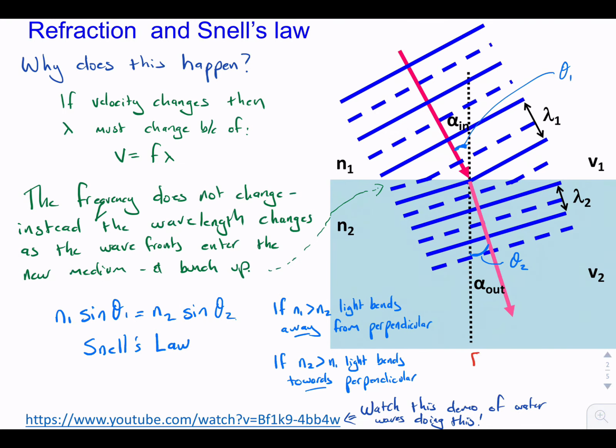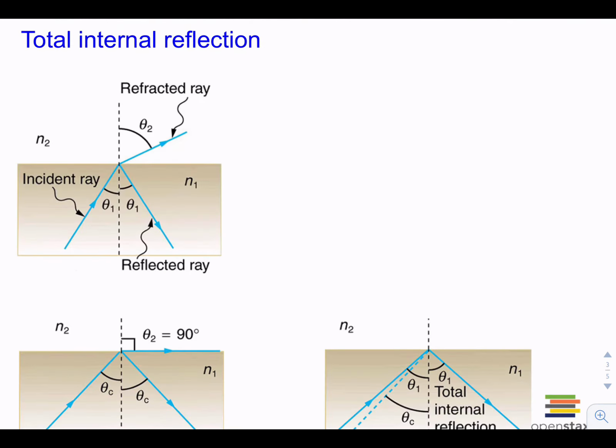I remember this by remembering the acronym FAST, fast. If the wave is going faster, it moves away, and slower towards. You can always, of course, just draw the diagram and work it out from first principles too. Now you understand what's happening.